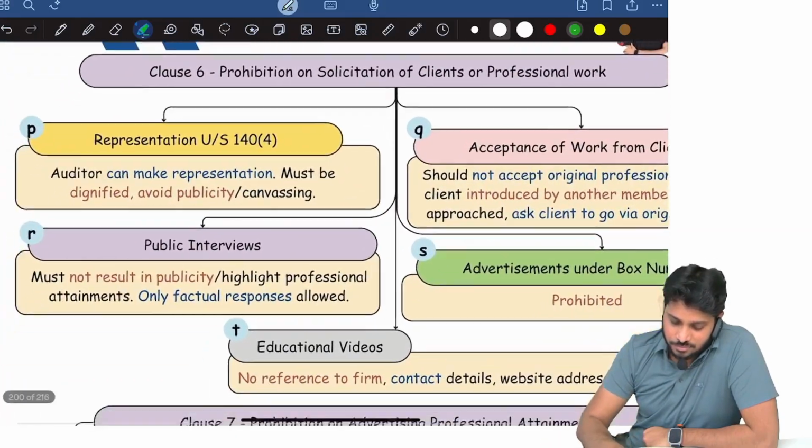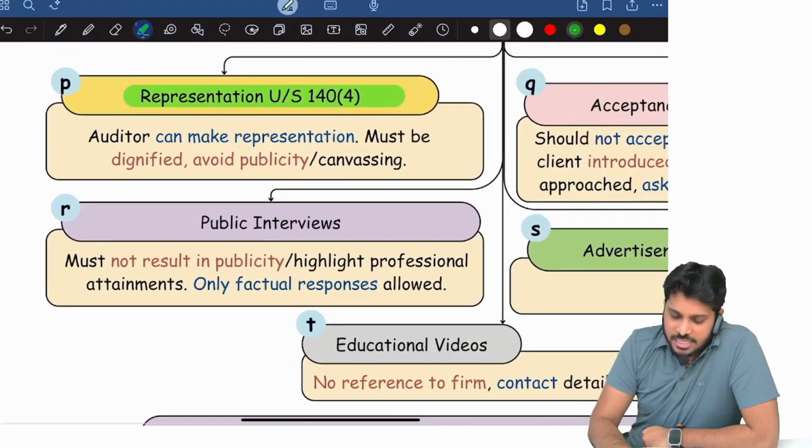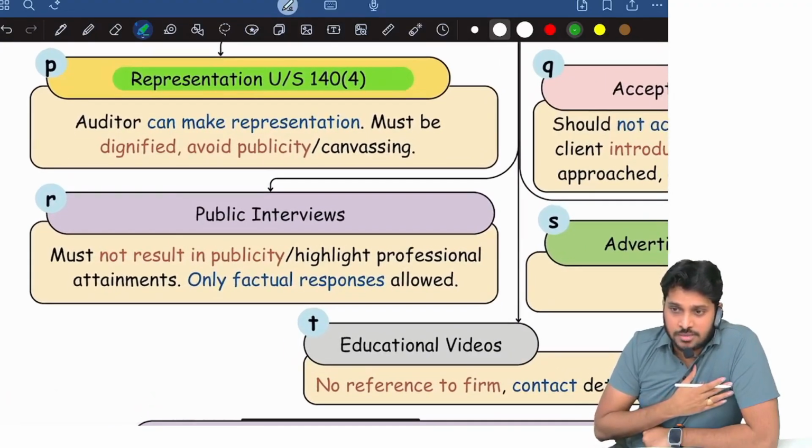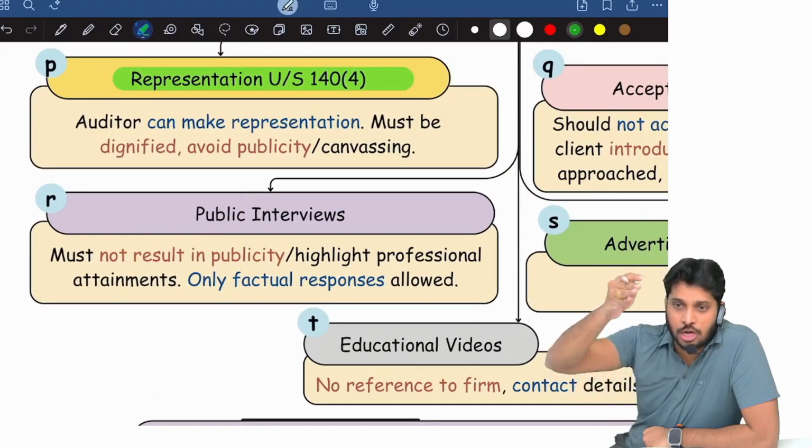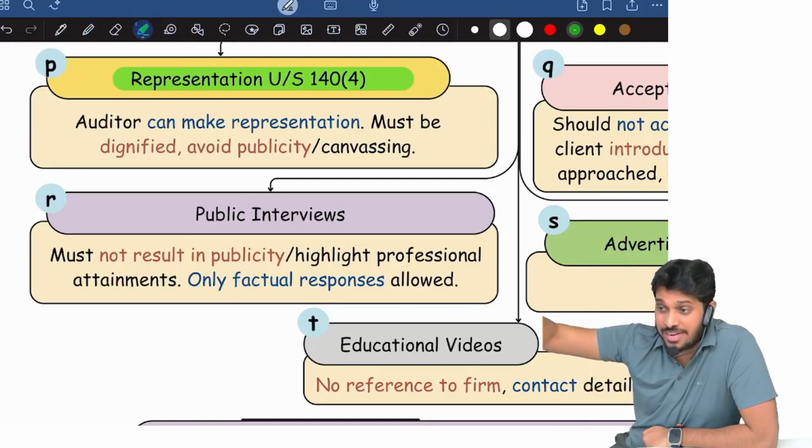Next. Can you give a representation under 144? For example, the company told me, sir, we have received a special notice that you should not be reappointed. Somebody else has to be appointed.